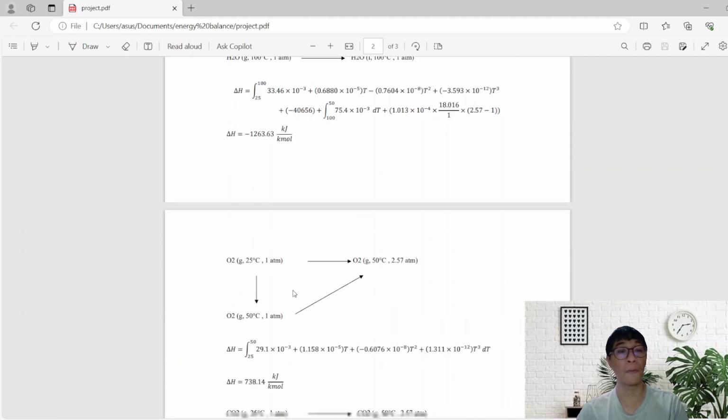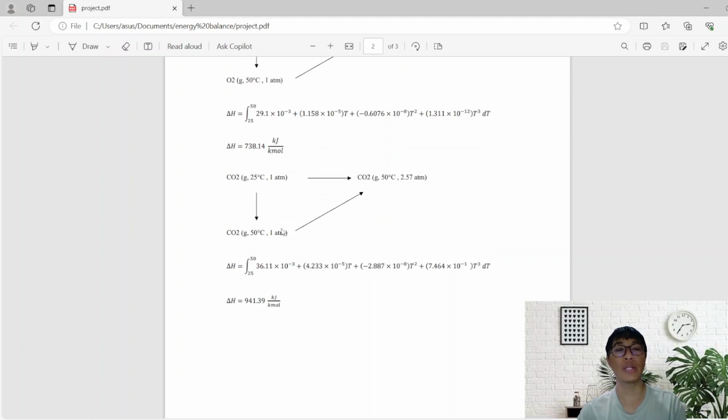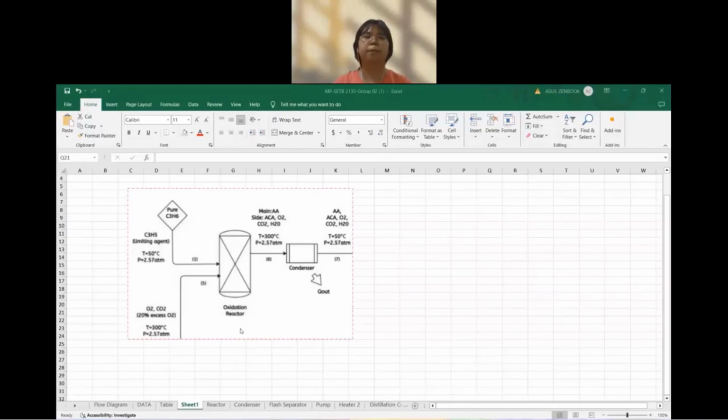For oxygen and carbon dioxide, it will also undergo temperature change and also pressure change, but we don't account for the enthalpy change due to pressure change. So we only calculate for the sensible heat. So what you do is you integrate the CpdT from 25 degrees Celsius to 50 degrees Celsius, and then in the end, for oxygen, you get 738.14 kilojoule per kilomole. For carbon dioxide, you get 941.59 kilojoule per kilomole. That's all. Thanks.